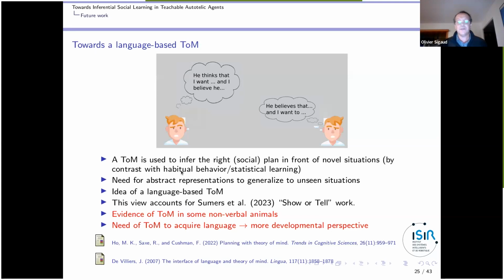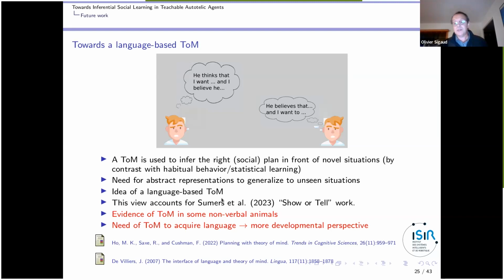And the idea is, why do we need a theory of mind in this novel situation? In fact, the idea is that we need to manipulate abstract representation to generalize to unseen situations given previously seen situations. So this leads to the idea that to manipulate this abstract representation, a language is the most obvious tool.